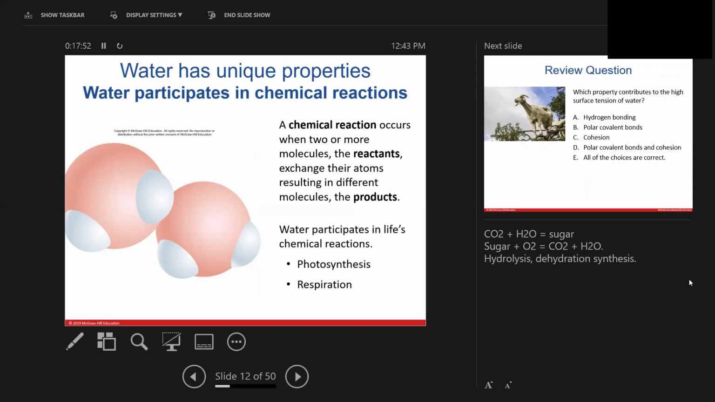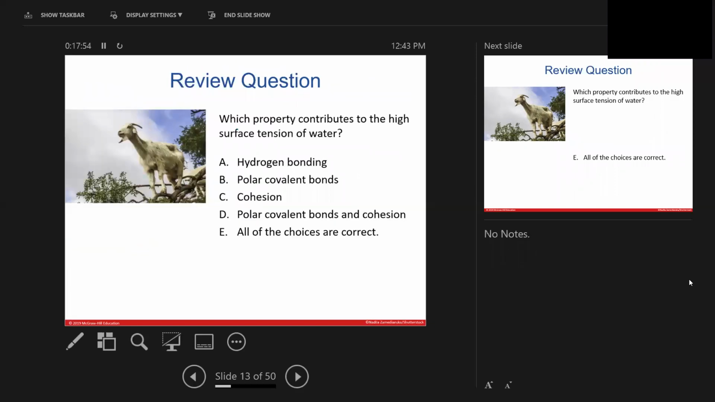All right, so let's do another little quick review question here. Which property contributes to the high surface tension of water? A, hydrogen bonding; B, polar covalent bonds; C, cohesion; D, polar covalent bonds and cohesion; or E, all of the choices are correct.